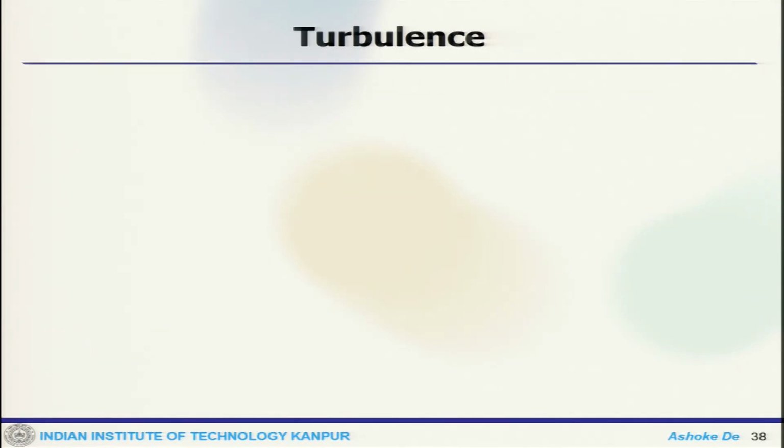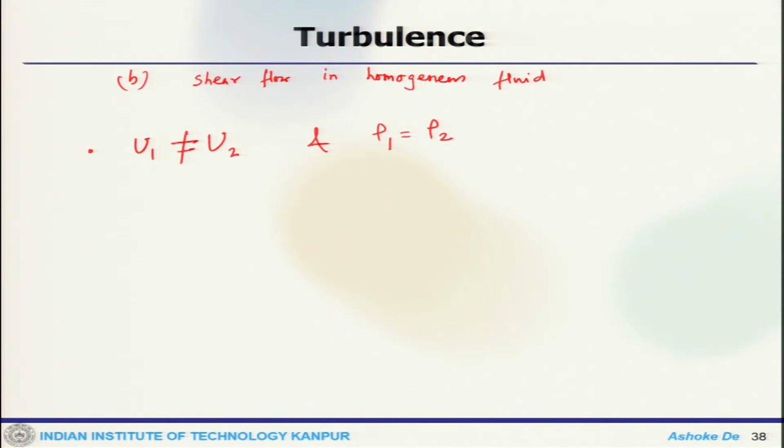Now, the second case we can consider is shear flow in homogeneous fluid, which will tell me that u1 is not equal to u2 and rho 1 equals rho 2.